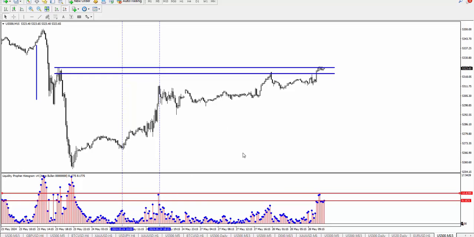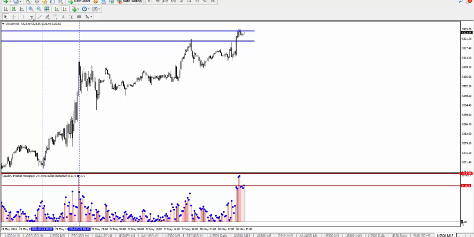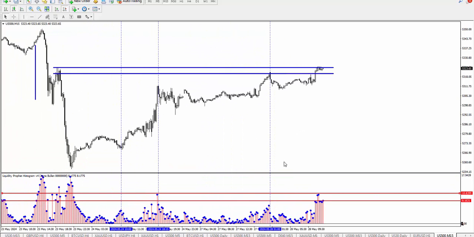And do we have any other nice turns? Yes, we've got another one just there. So let's mark that. And that was also an area of liquidity. Now, the question is, is this liquidity high enough to generate a turn? And we can see that turns in the past have been generated with lower levels of liquidity. So yes, this is a good area to expect a turn.